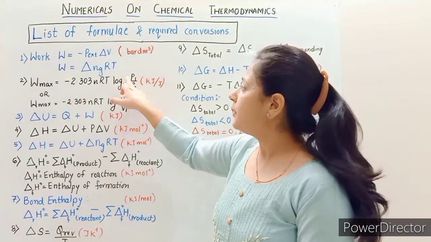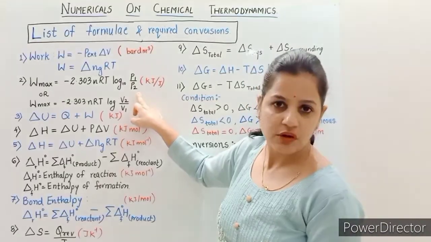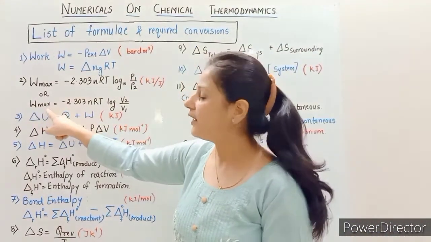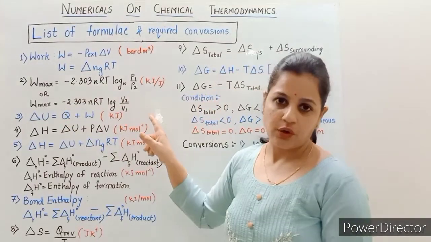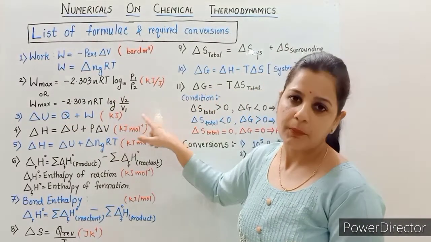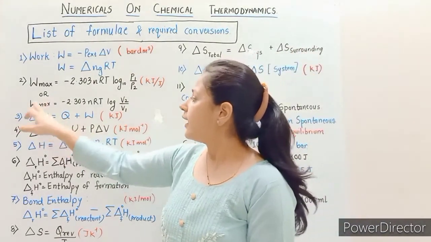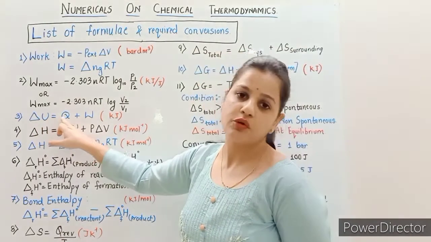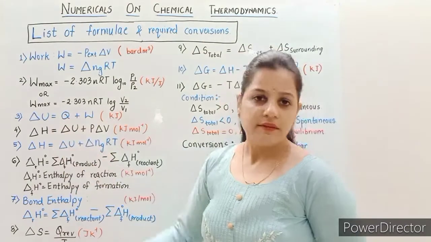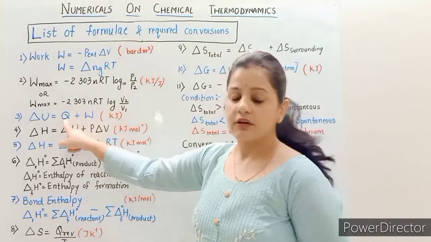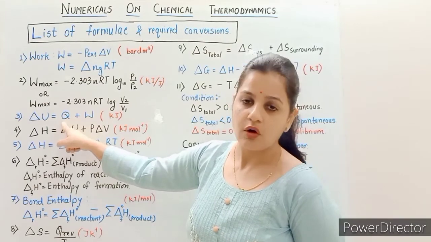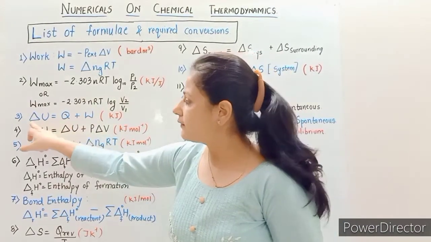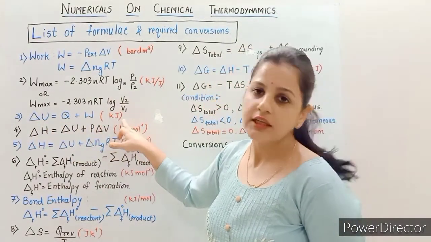Here P1 is the initial pressure and P2 is the final pressure. The same thing, if the pressure is not given but the volume is given, then we can use the formula W_max = -2.303 nRT log10 (V2/V1). Then next we have seen about the internal energy. The change in internal energy ΔU = Q + W, where Q is the amount of heat evolved or absorbed during the process, and W is the work done. In this case also the energy is calculated in kilojoules.